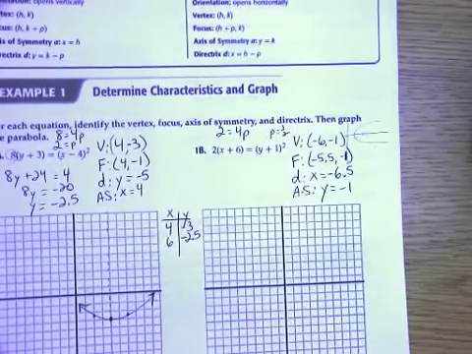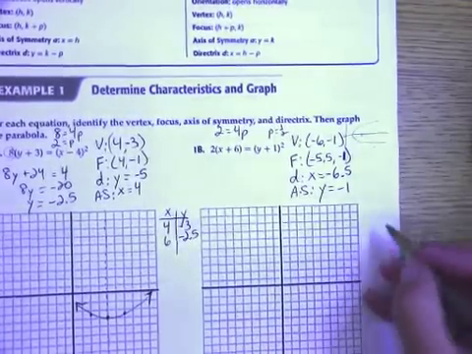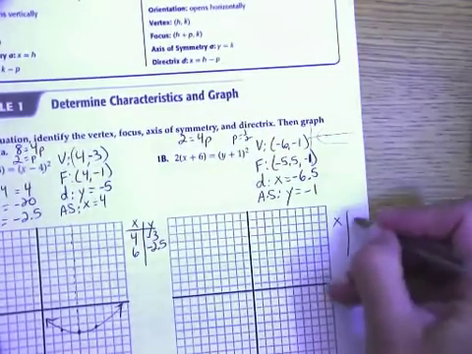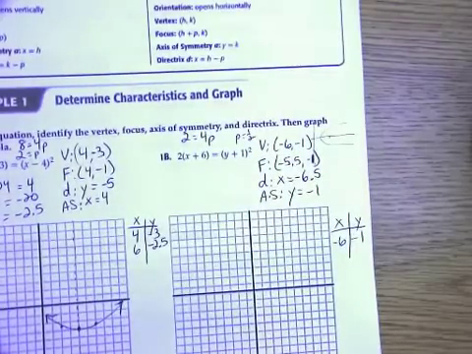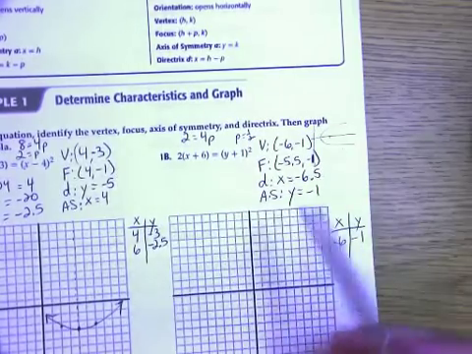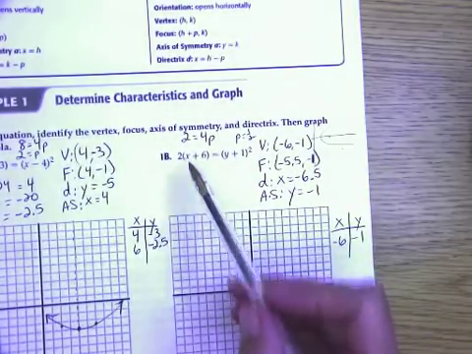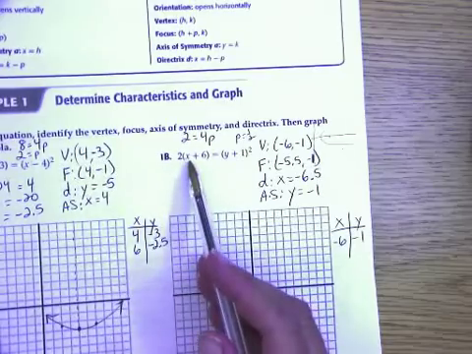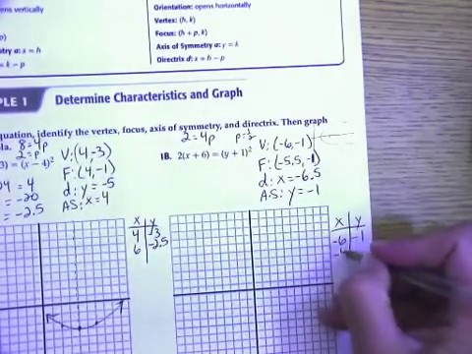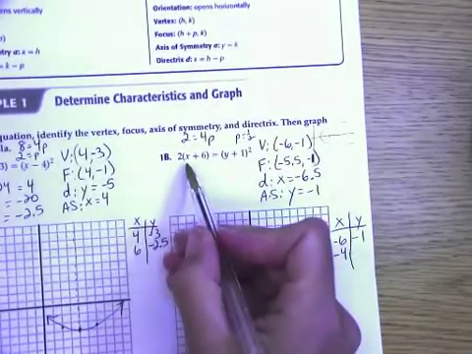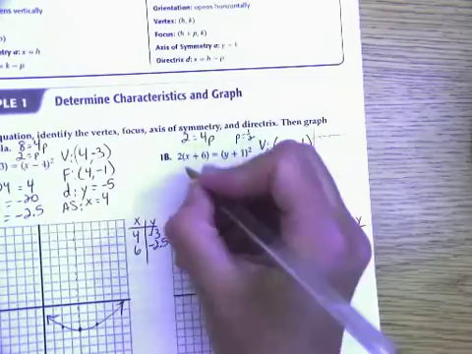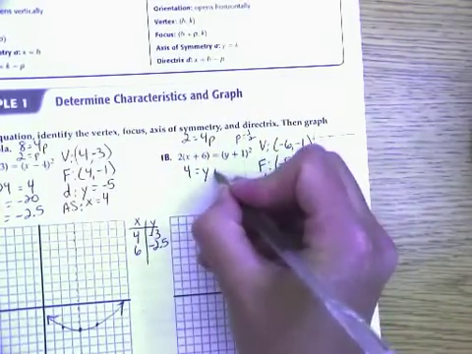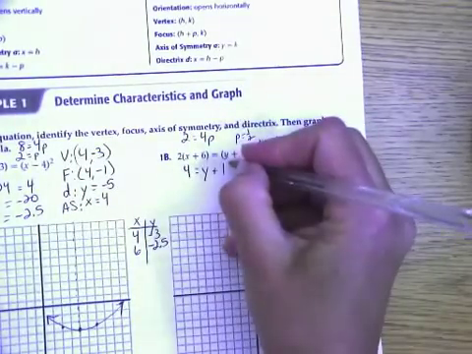So again, the last thing that they're asking me to do is to graph. I already know that this passes through -6, -1. And so maybe I want to plug in maybe -4 for x. So when I plug in -4 for x, I have 2 times 2, which is 4. So 4 equals y plus 1 quantity squared.